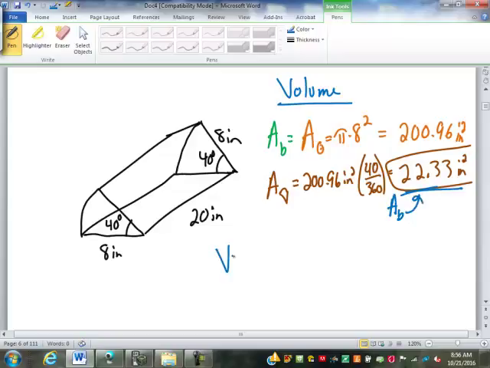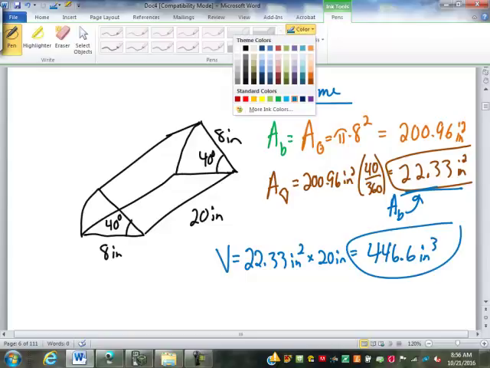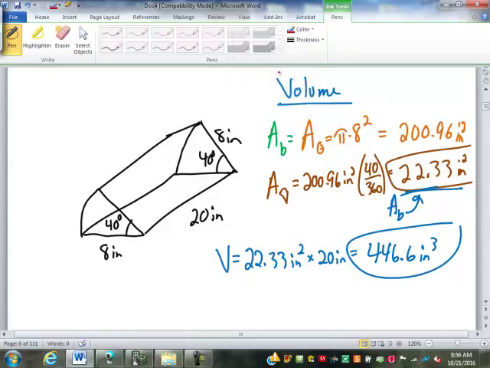So to find my volume, 22.33 inches squared times 20 inches is 446.6 inches cubed. Anybody get that? Everybody understand? Anybody not know how I got that? Okay.